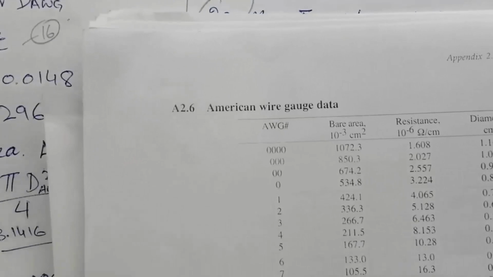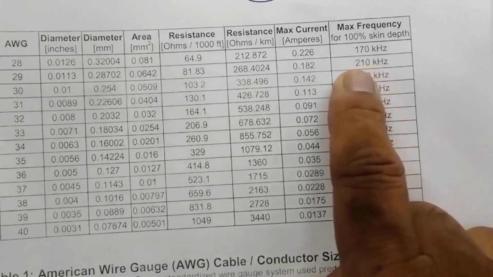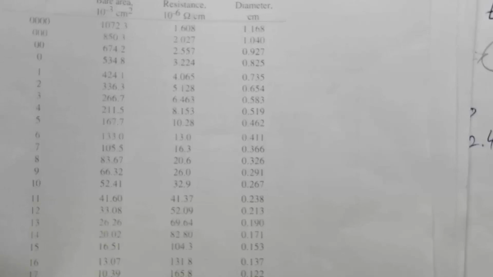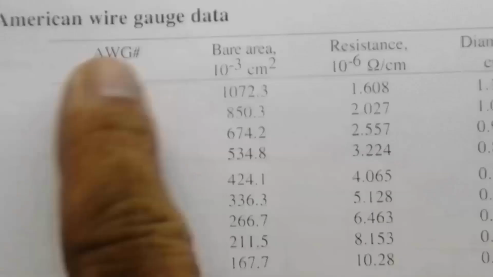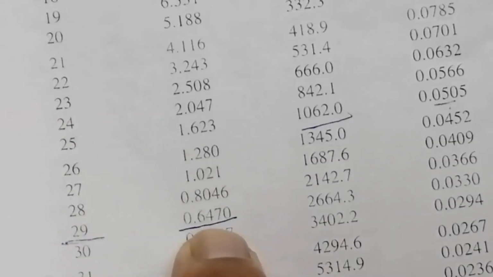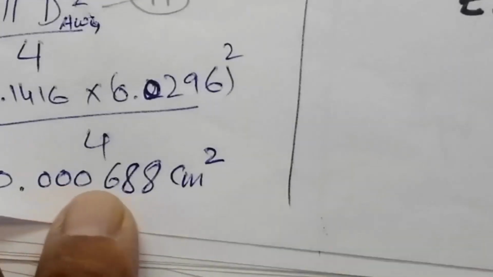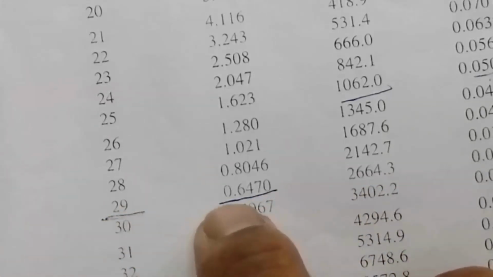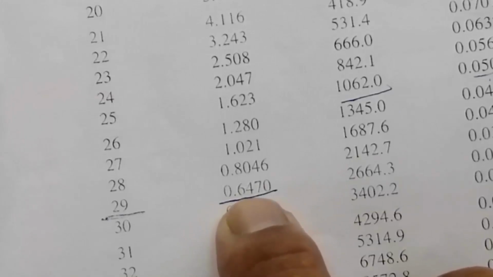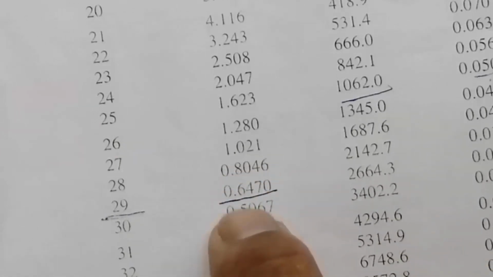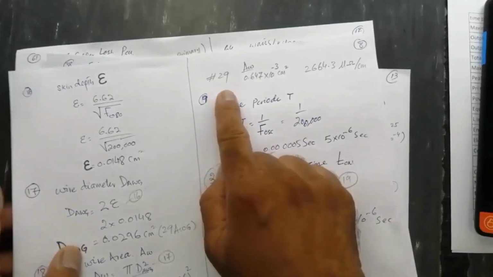This is our first clarity, that at 200 kilohertz we need wire gauge number 29. Then we have to go to the AWG bare area chart at wire gauge number 29. If we see here, it's 0.647 and our calculation is 0.688. So this 29 gauge wire area is the closest to our calculation. It is 0.64, our calculation is 0.68, 10 raised to power minus 3. If we use the other one, this bare area will not be utilized, and this is the low value. So our value is 29 gauge. So I selected wire gauge number 29.